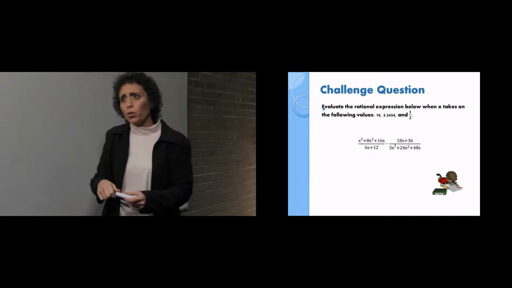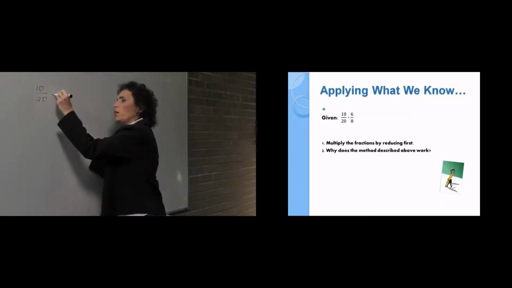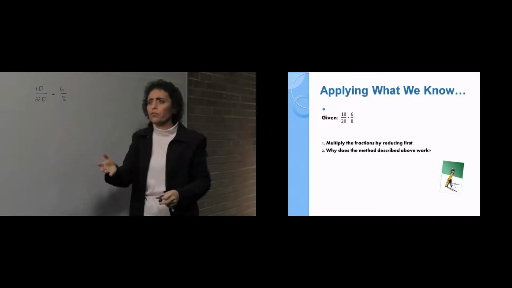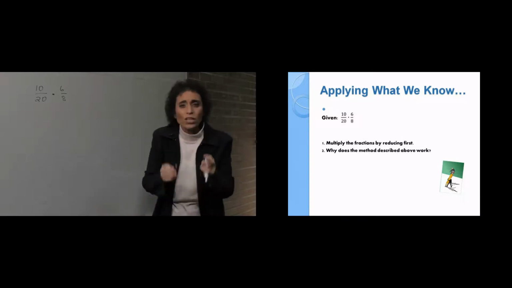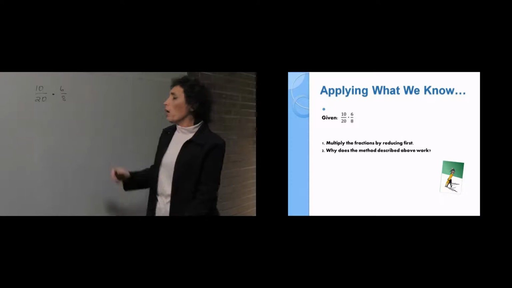So looking at this next question, it says 10/20 times 6/8. And it says multiply the fractions by reducing first, okay? And why does that work? Again, we need to know why it works. This way you know what to do and when to do it. Okay, I'm going to reduce first.